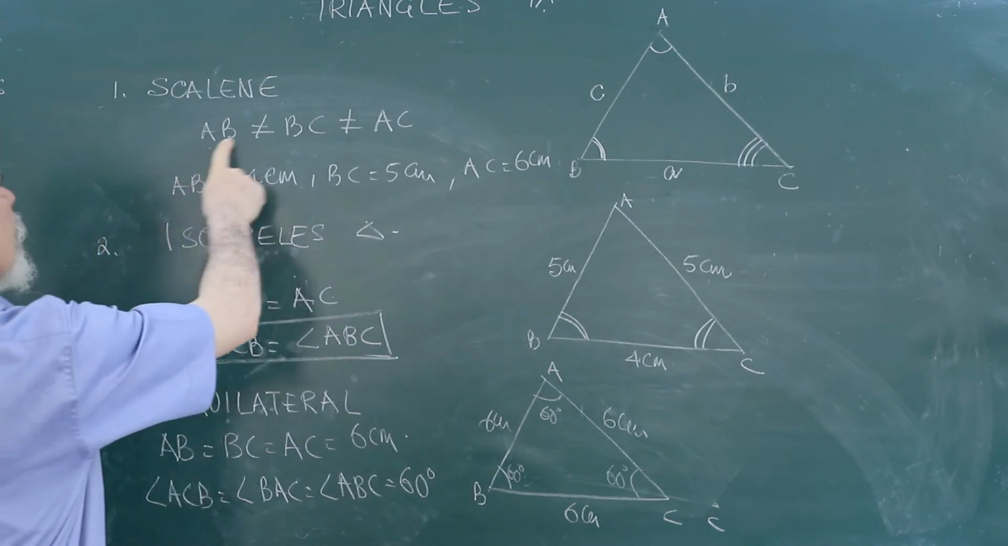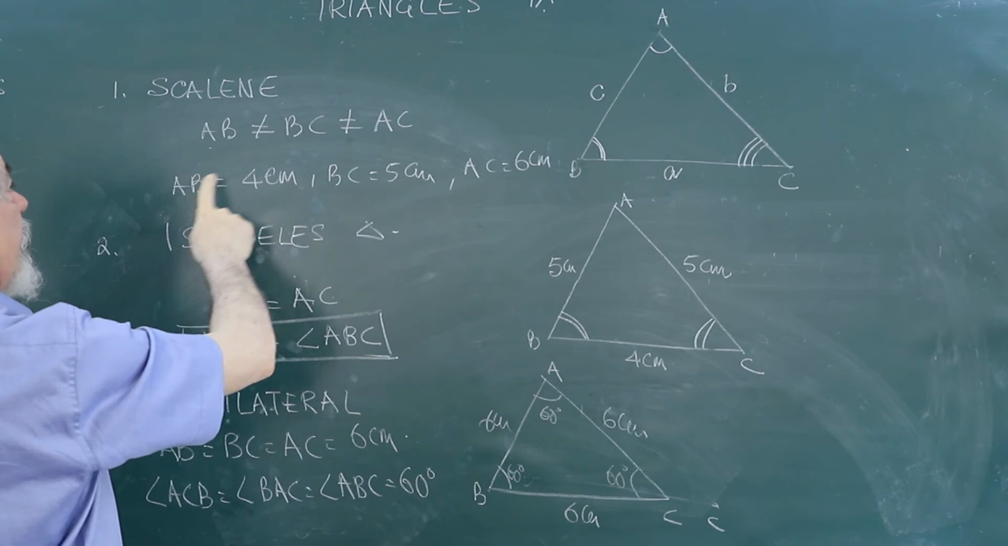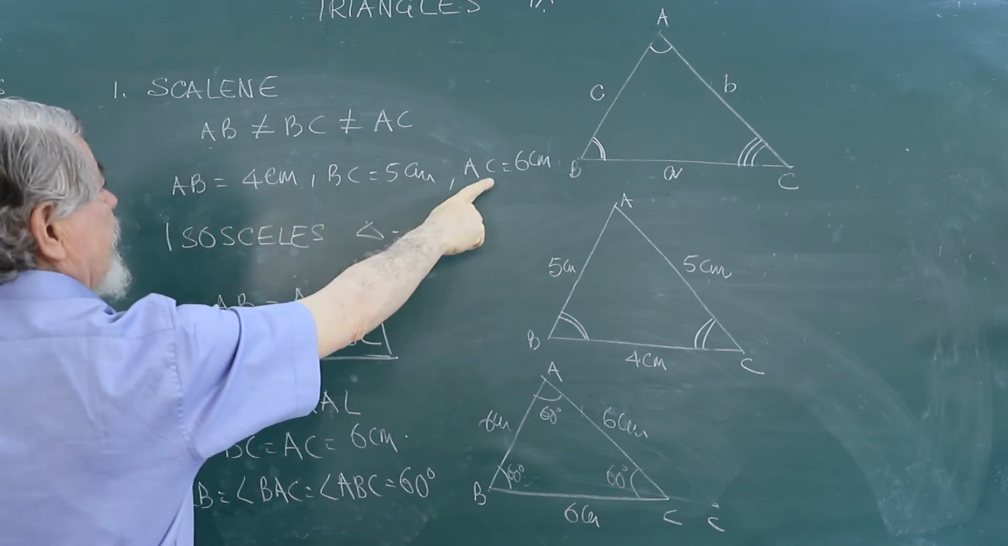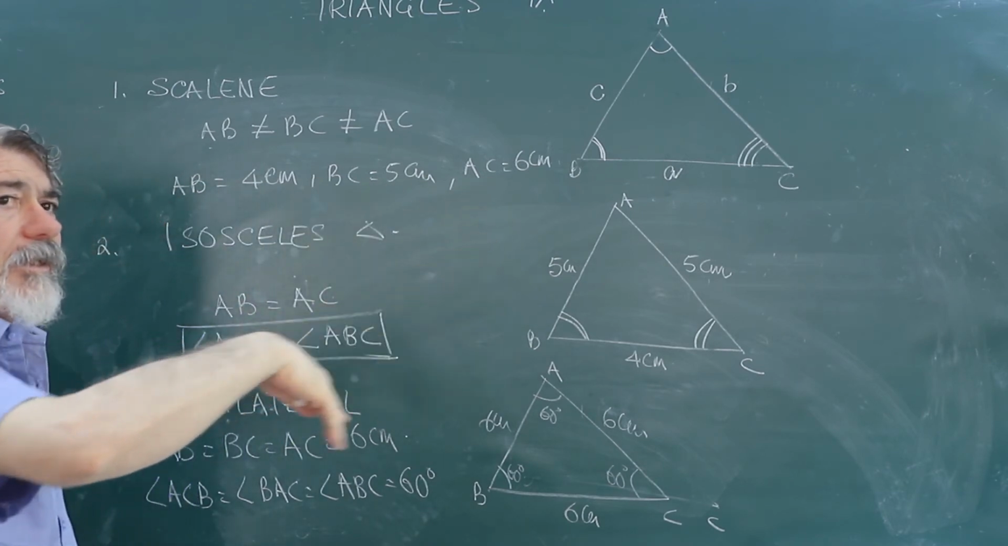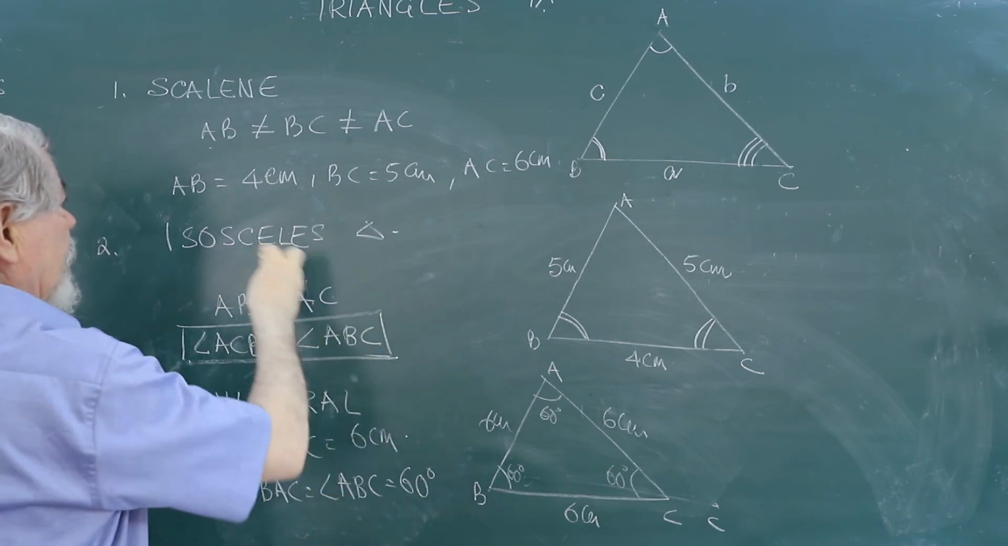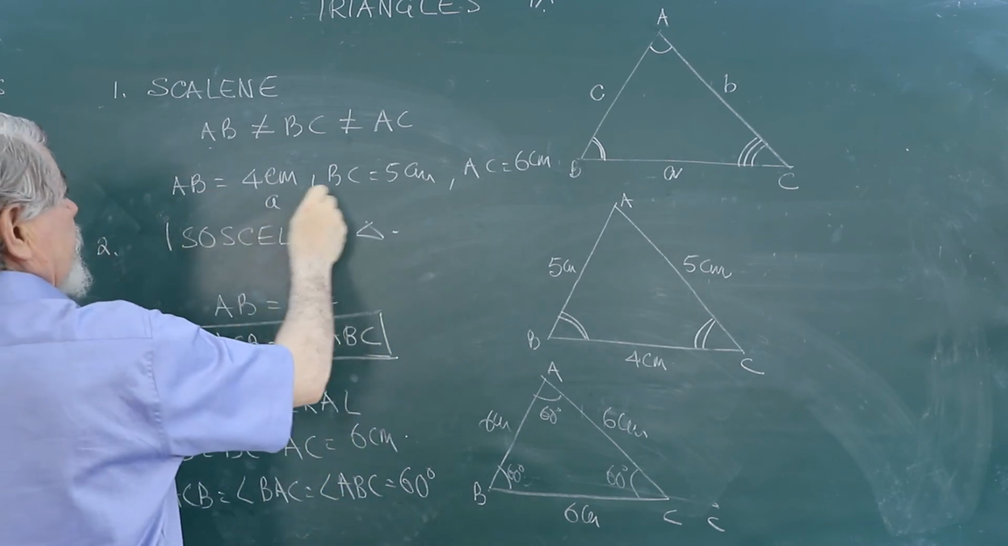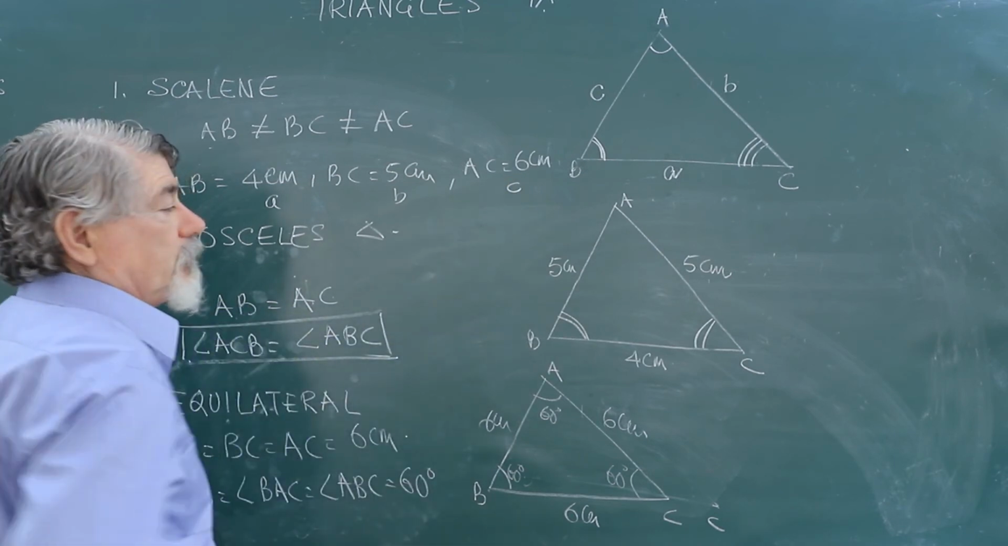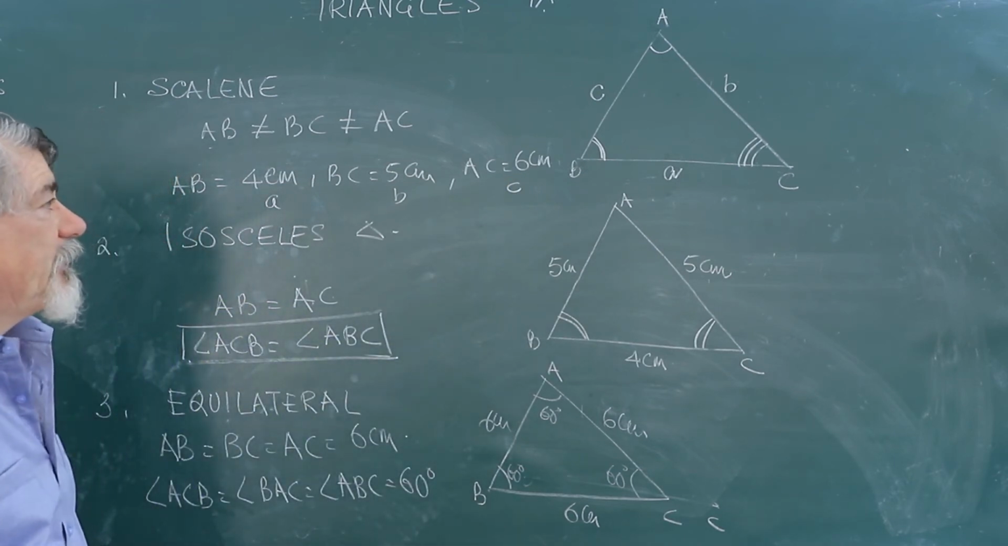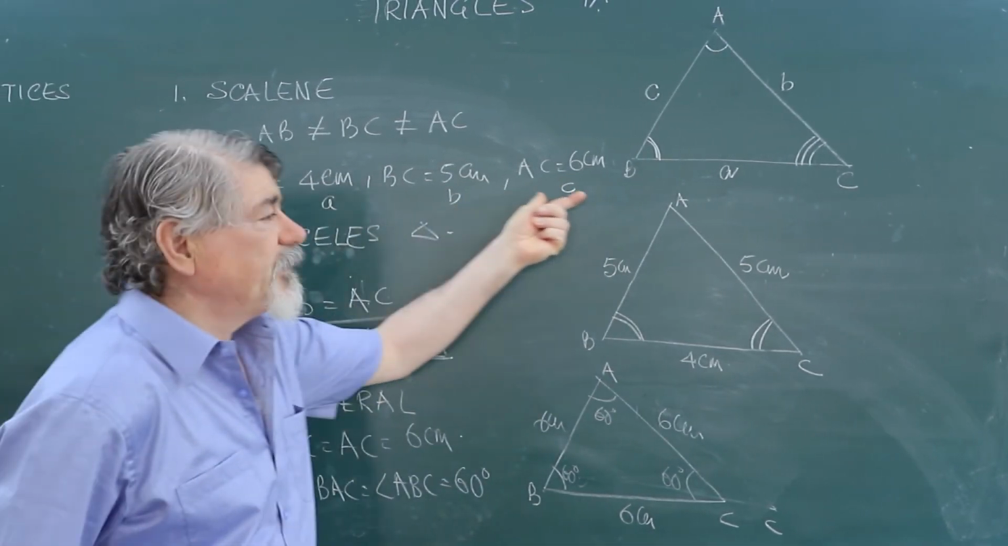We said scalene, where all the three sides are different. AB is 4, BC is 5, AC is 6. I have just taken an example. It could be anything. In general, it could be A centimeter, B centimeter, C centimeter. That means A is not equal to B, is not equal to C.